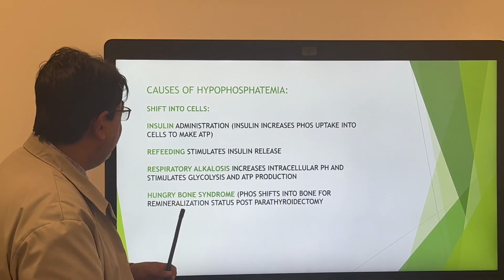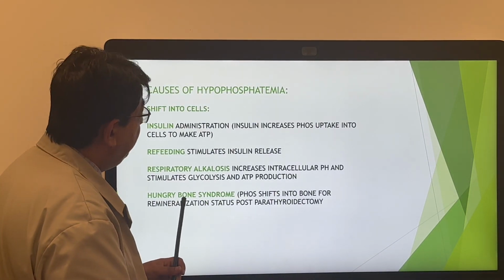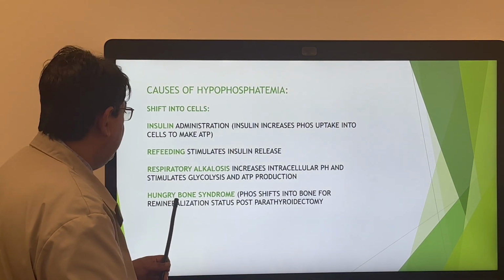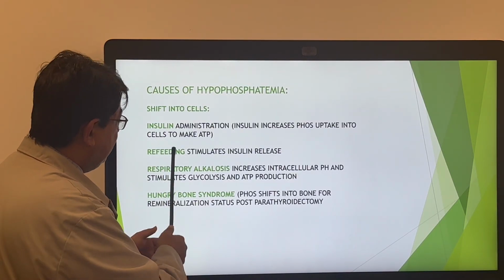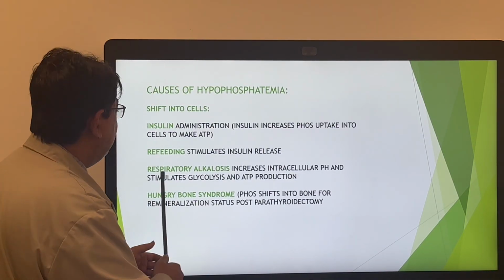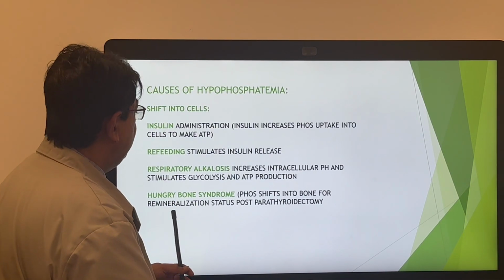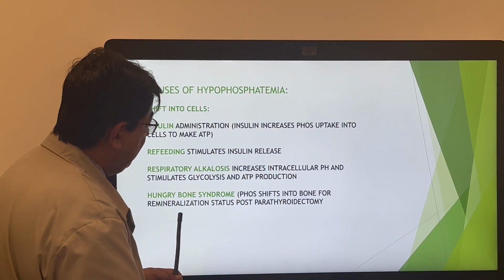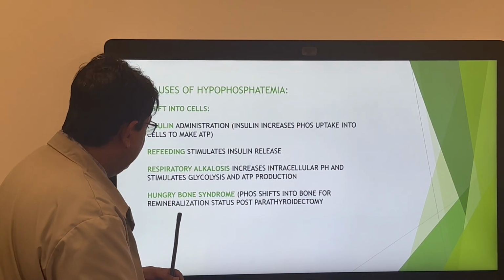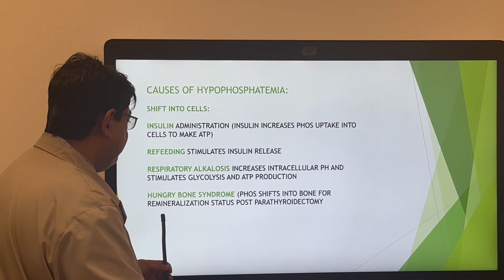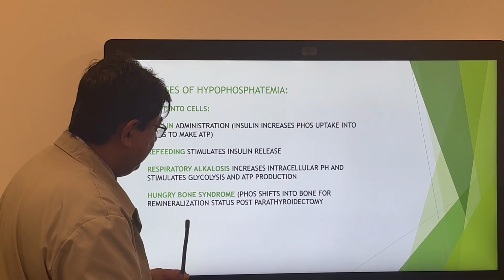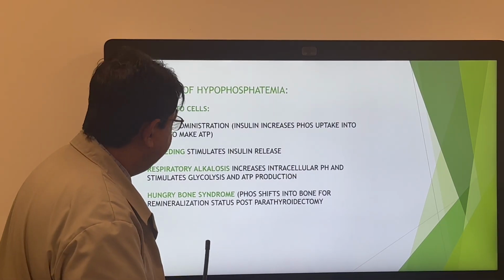So let's go on to phosphorus. We'll talk about low phosphorus. Causes of hypophosphatemia would be shift into cells, which would be insulin. Refeeding will stimulate insulin release. Respiratory alkalosis raises intracellular pH and stimulates glycolysis and ATP production. And as we talked about, hungry bone syndrome: the phos will shift into the bone for remineralization, status post parathyroidectomy.